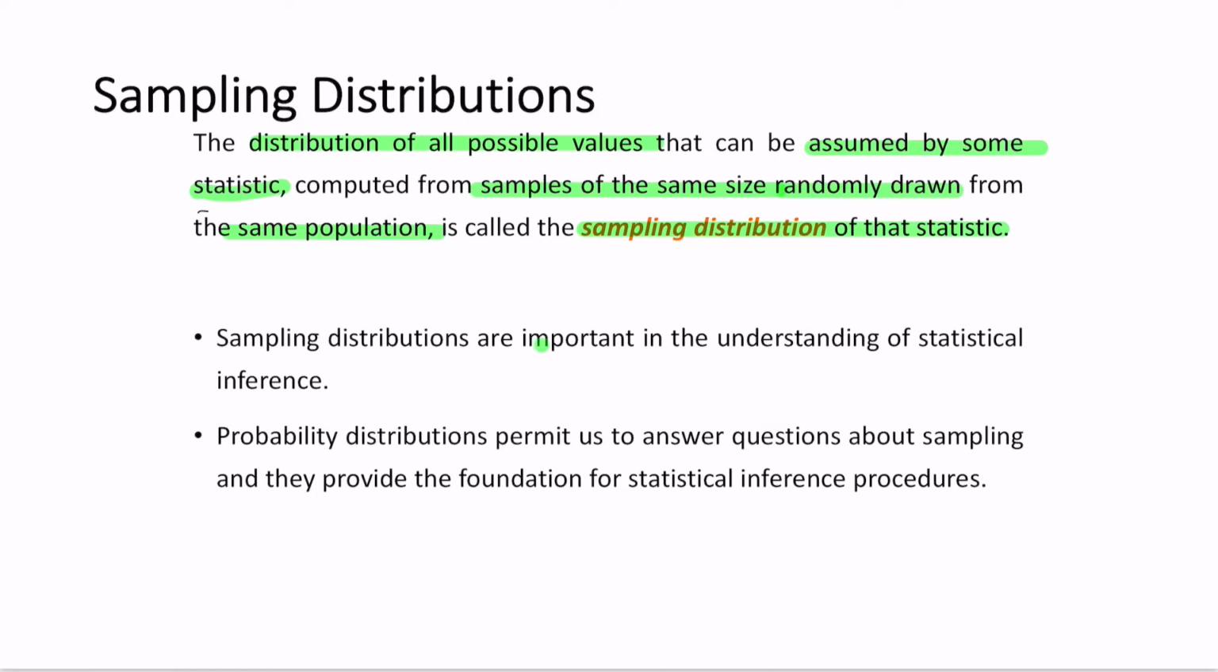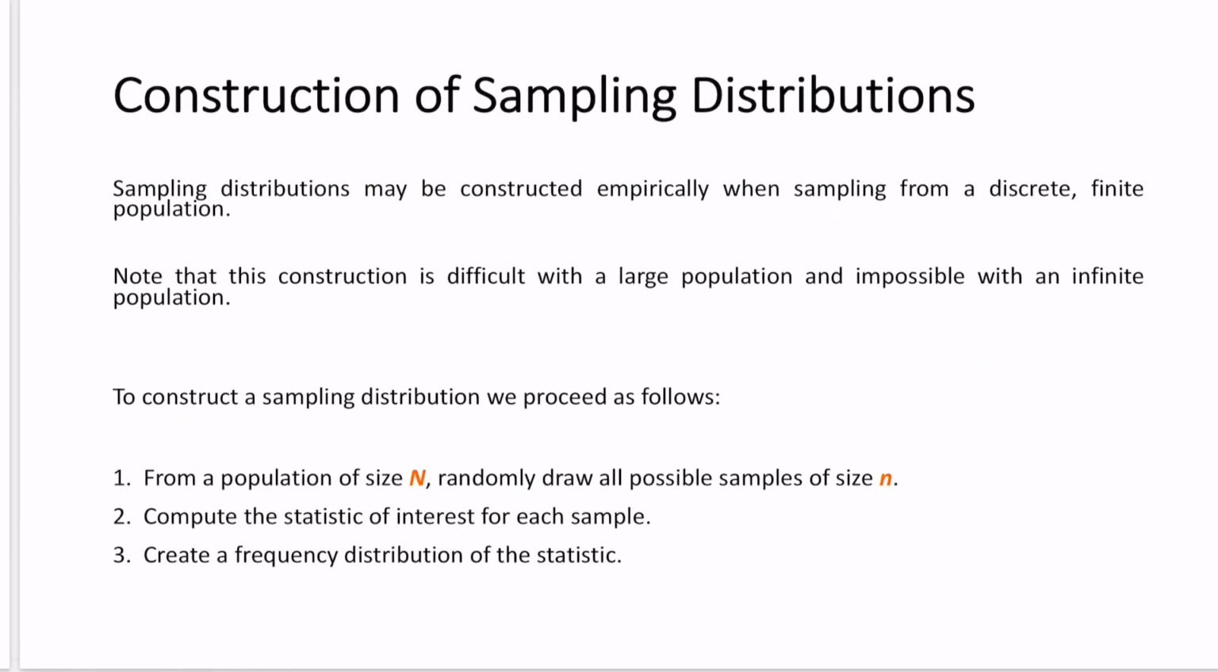Sampling distributions are important because they help in understanding statistical inference, how to make decisions. Probability distributions permit us to answer questions about sampling, and they also provide the foundation for statistical inference procedures. This is a little bit of a higher statistical field, but as of now, just remember that whenever we are choosing sampling distributions, we are choosing them because they give reliable results.